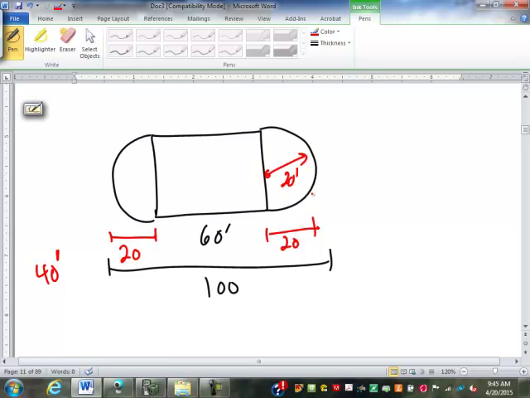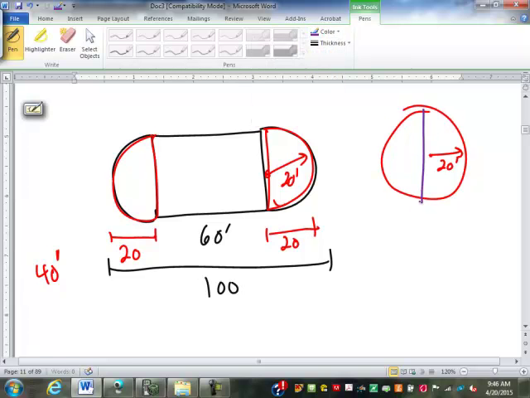So you subtract 60 from 100, and what's left has to be split evenly, 20 and 20. Now this is a half circle here, right? And a half circle here. I can put them together and make one full circle. It has a radius of 20, which means it has a diameter of 40, because the diameter is twice the radius. Which means, coming back here, this diameter here is 40 feet.